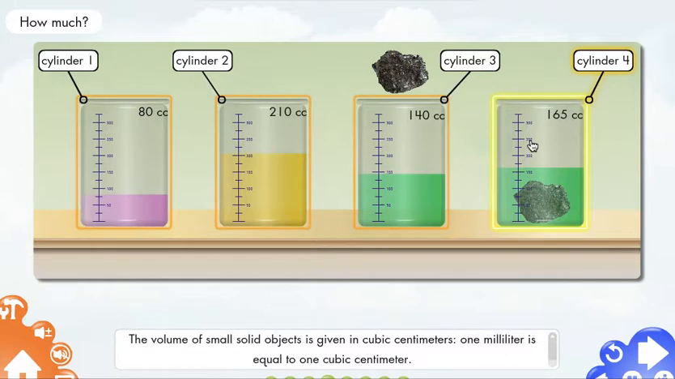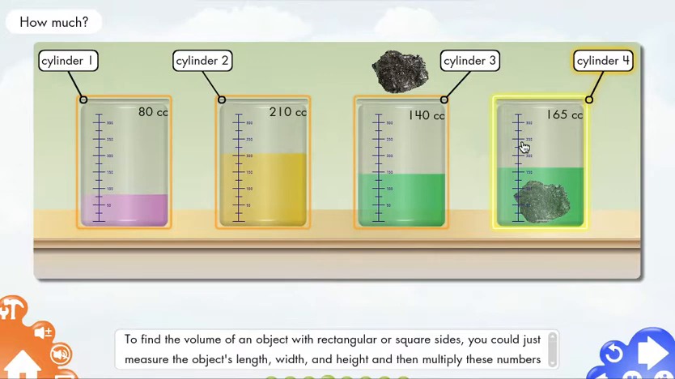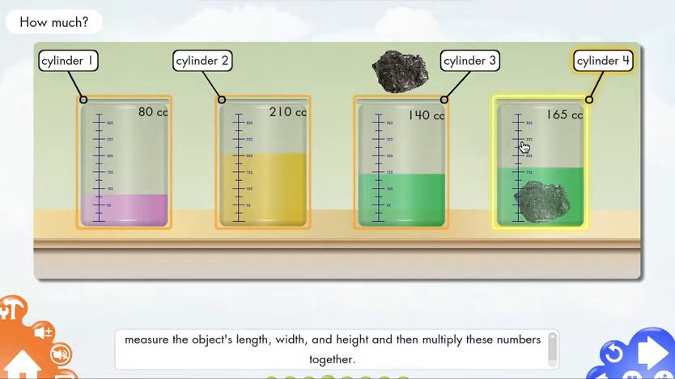The volume of small, solid objects is given in cubic centimeters. 1 milliliter is equal to 1 cubic centimeter. This means that the volume of the stone is 25 cubic centimeters. To find the volume of an object with rectangular or square sides, you could just measure the object's length, width, and height, and then multiply these numbers together.